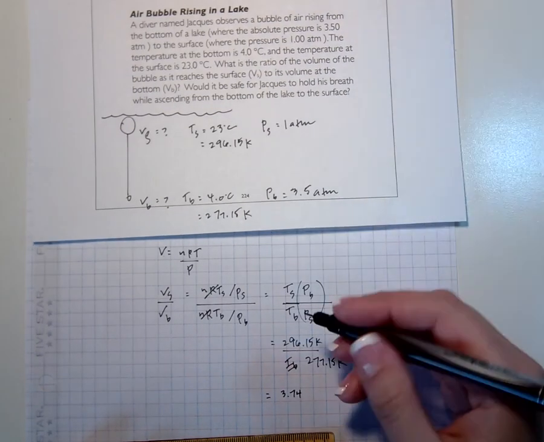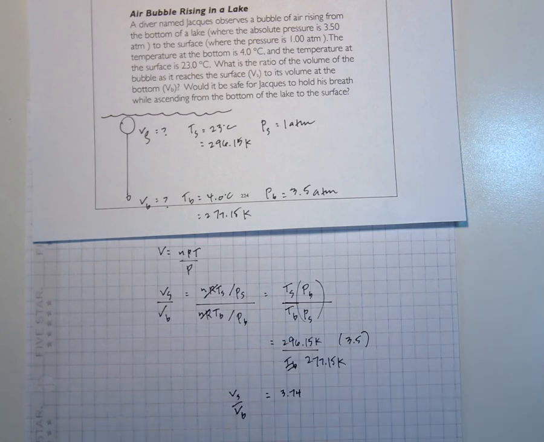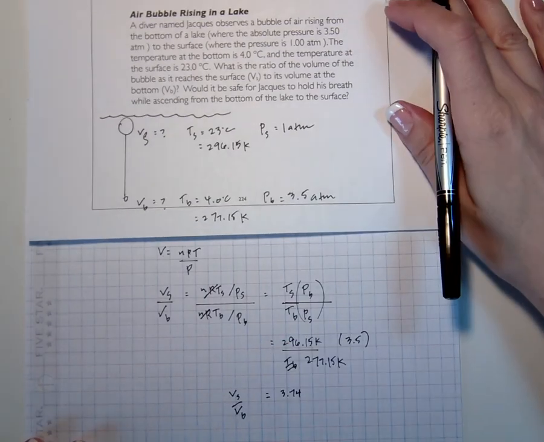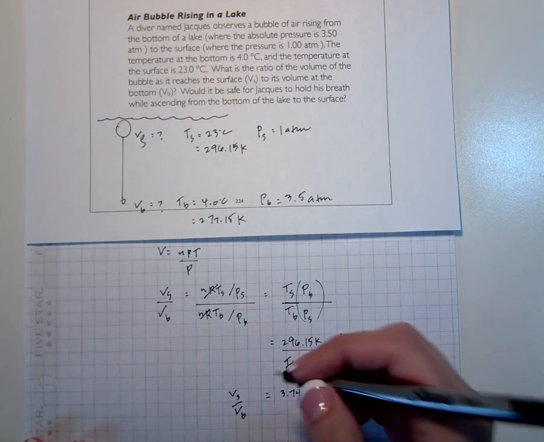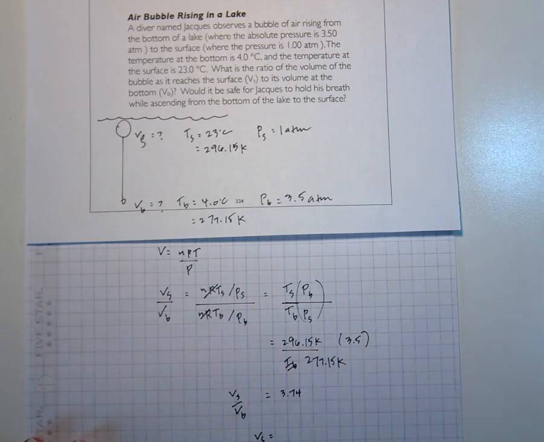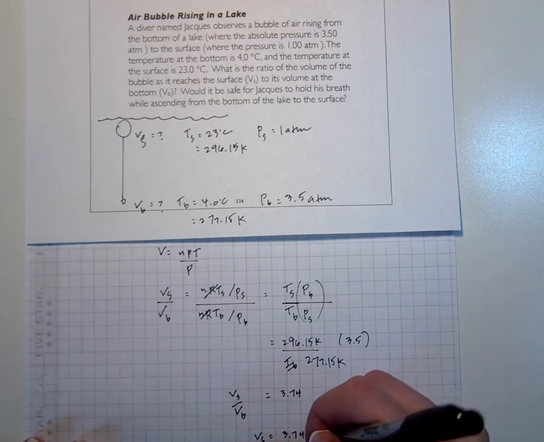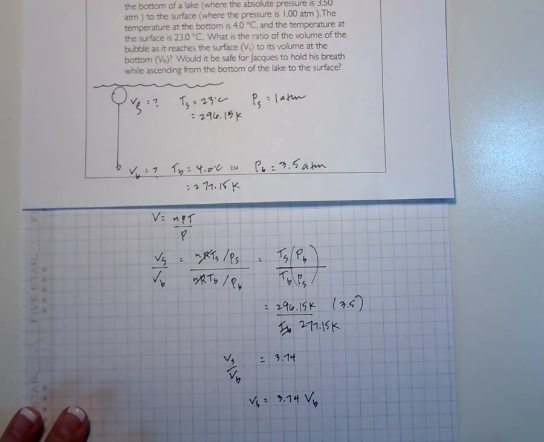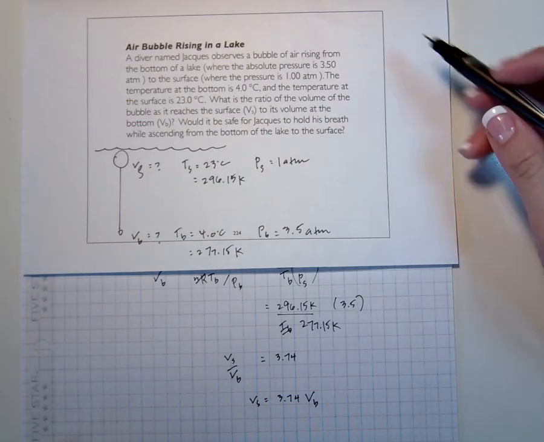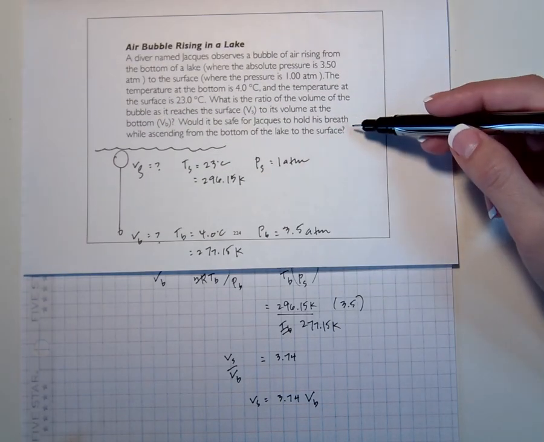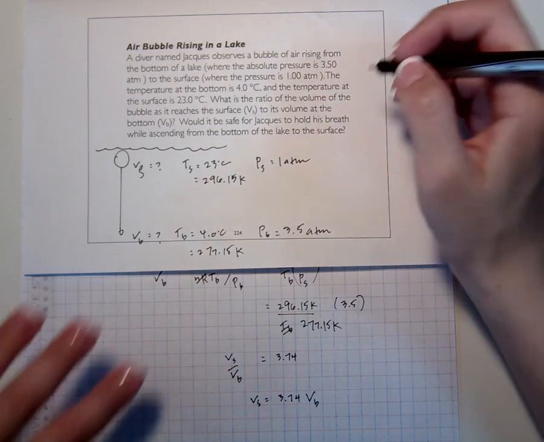So that means the ratio of the volume at the surface to the volume at the bottom of this bubble that rises is 3.74. Another way you can write that, V surface, the volume of the bubble at the surface, is 3.74 times the volume it had at the bottom. So they ask us this question: would it be safe for Jacques to hold his breath while ascending from the bottom of the lake to the surface? And the answer is no.